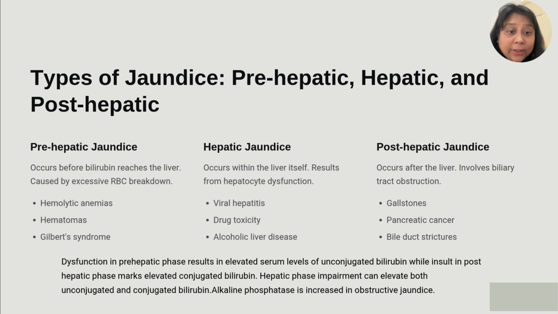Post-hepatic jaundice occurs after the liver, that is, when there is obstruction in the biliary tract caused by gallstones, pancreatic cancer, or bile duct stricture. In post-hepatic jaundice, generally conjugated bilirubin is increased. Also, in post-hepatic jaundice, the alkaline phosphatase level is highly increased.